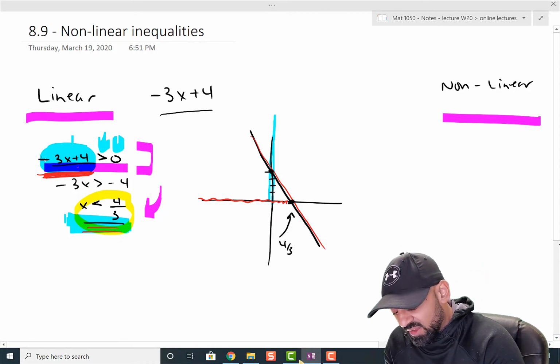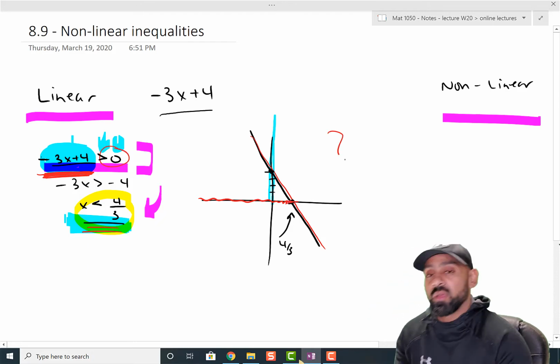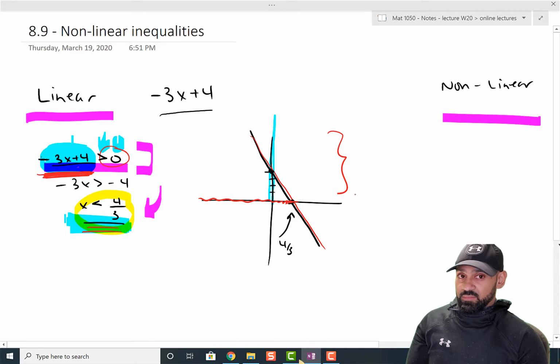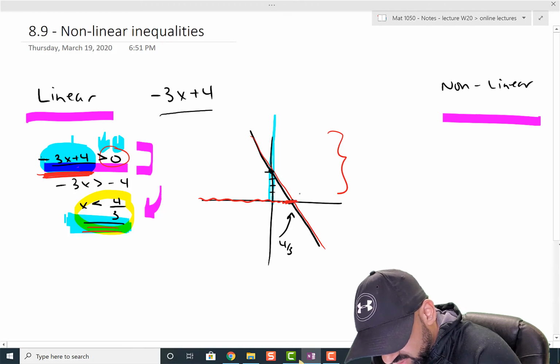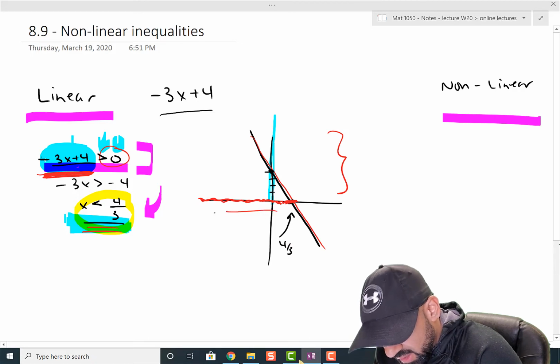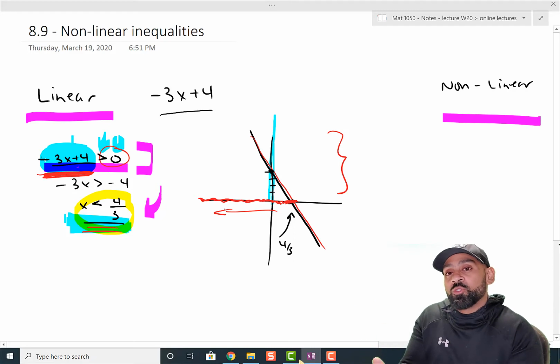I want to know when that's positive. When that line's positive, that means when it's above the x-axis. Well, when it's above the x-axis, that starts right here, and that's all these x values back this way. So it's 4 over 3, and then all the way back. Bingo. So that's really what you were answering.